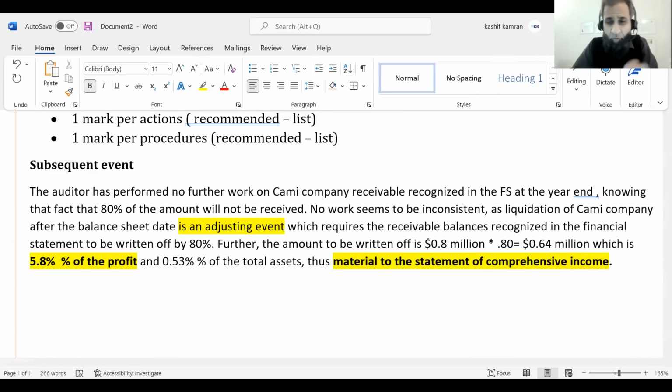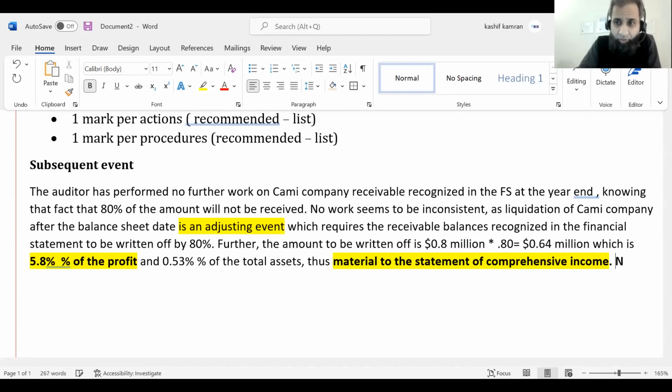Yes, 1 mark. So first of all, the no work carried out is quite inconsistent versus being an adjusting event. You should have adjusted the financial statements. You did nothing on that. Further, the amount to be written off is material. So that is why you should have performed procedures on material areas. You have performed no work on a material area. So I've given 2 reasons to the examiner why no work performed on subsequent event is inconsistent. Firstly, it's an adjusting event. Secondly, it is material to the statement of comprehensive income.